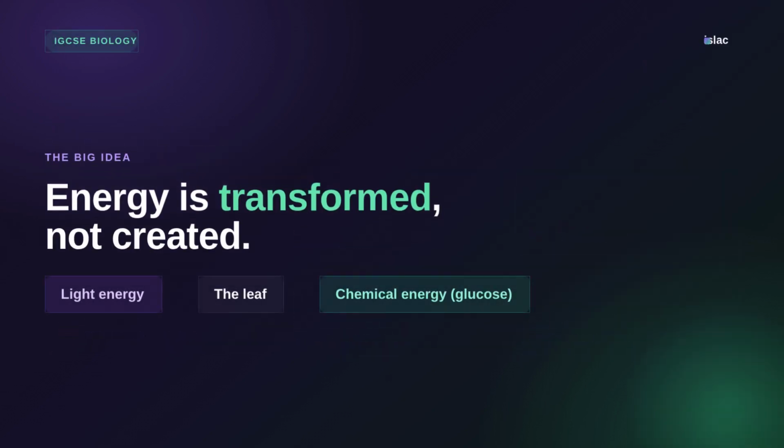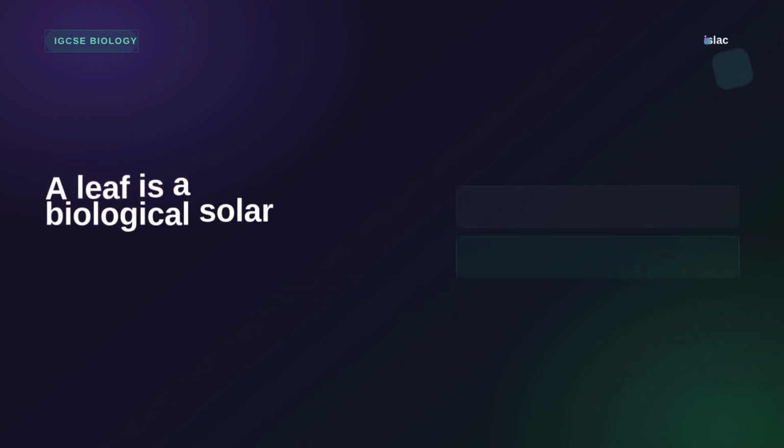Before any of the details, hold on to one big idea. Plants don't create energy out of nothing. Nothing in the universe can. Energy can only be transformed from one form into another. In photosynthesis, light energy from the sun is transformed into chemical energy, stored in the bonds of a sugar called glucose. Keep that word in mind as we go. Transformed, not created. So what is photosynthesis?